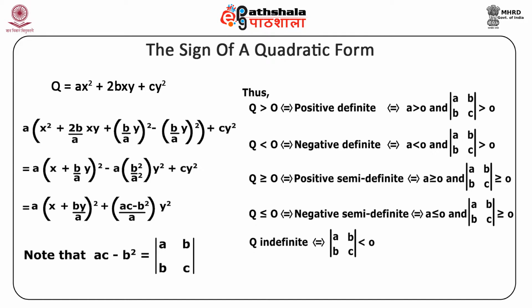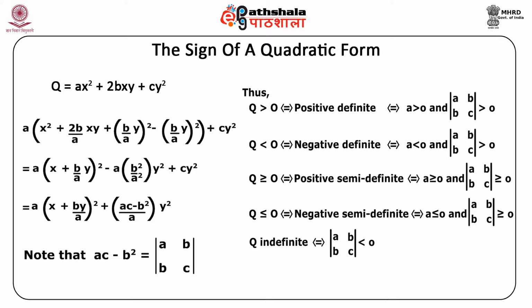Thus, Q greater than 0, which implies positive definite, implies a is greater than 0 and the determinant of [a b; b c] is greater than 0. Q less than 0 implies negative definite, which implies a is less than 0 and the determinant is greater than 0. Q greater than or equal to 0 implies positive semi-definite, which implies a is greater than or equal to 0 and the determinant is greater than or equal to 0.